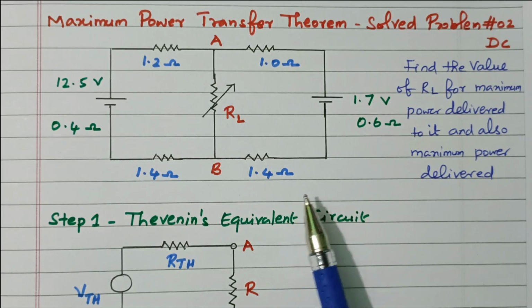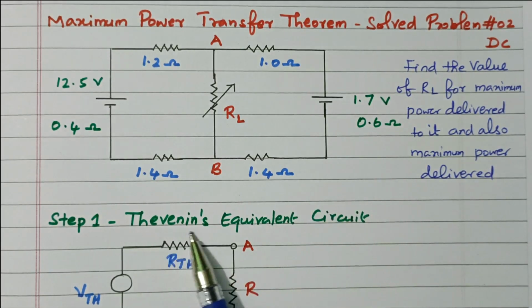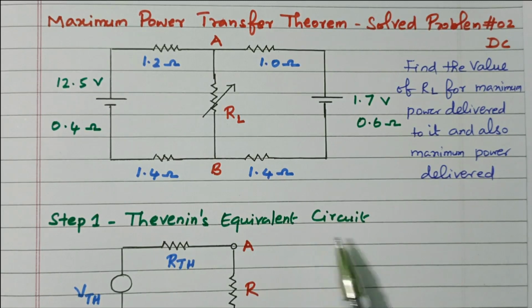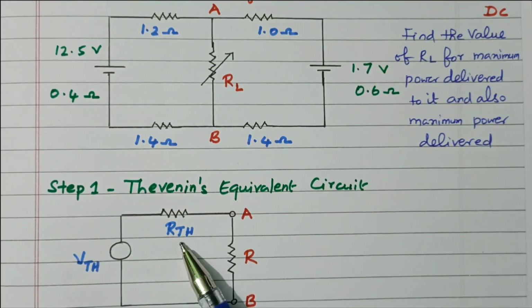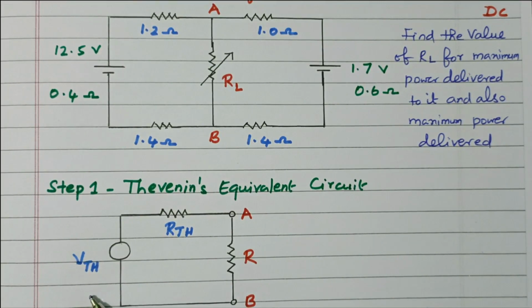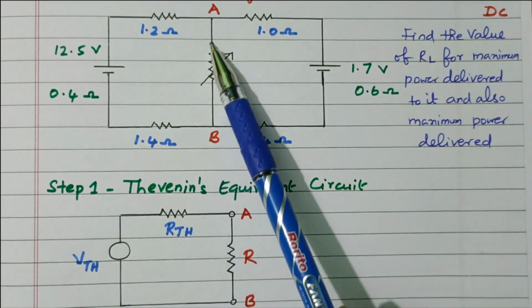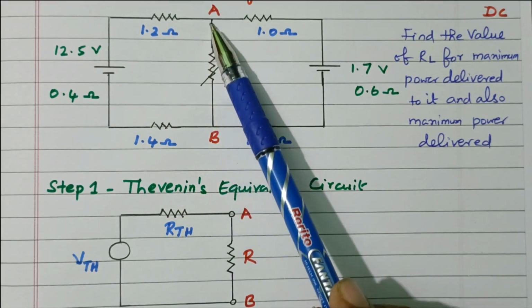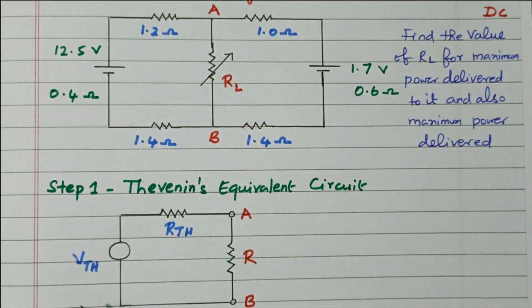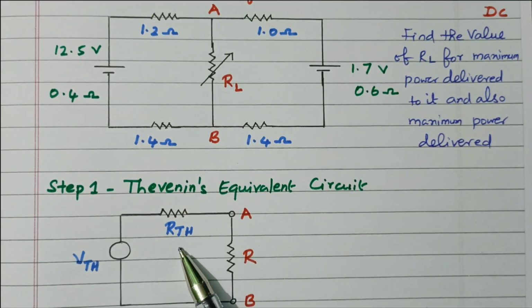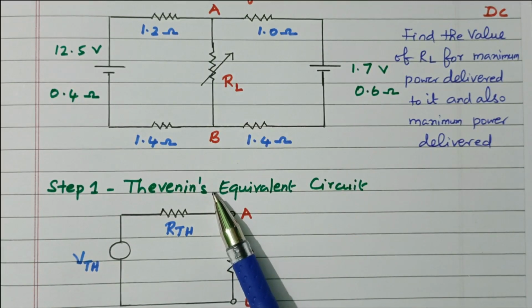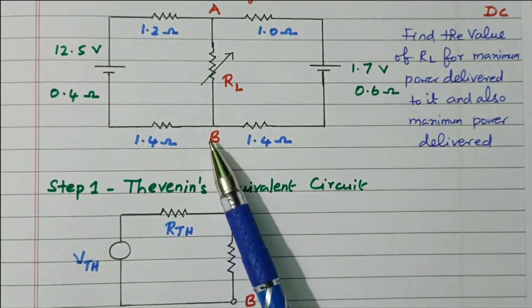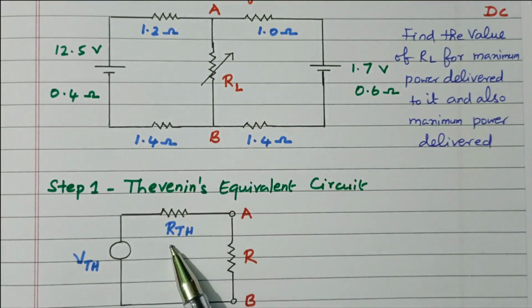In order to apply the maximum power transfer theorem, we need to find the Thevenin equivalent circuit. What is the Thevenin equivalent circuit? It consists of VTH and RTH, a voltage source in series with a resistance. What is VTH? It is the open circuit voltage. The load terminal is open circuited and the voltage across AB is VTH. What is RTH? It is the resistance across AB after removing the voltage and current sources. So by removing the voltage and current sources, the resistance available across AB is RTH.